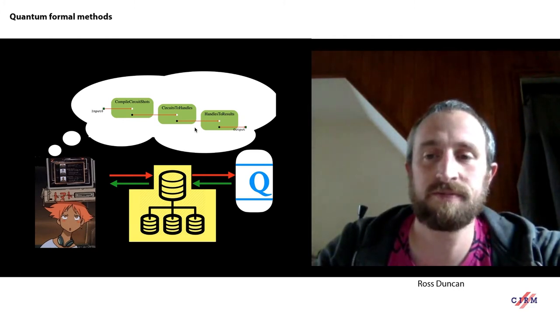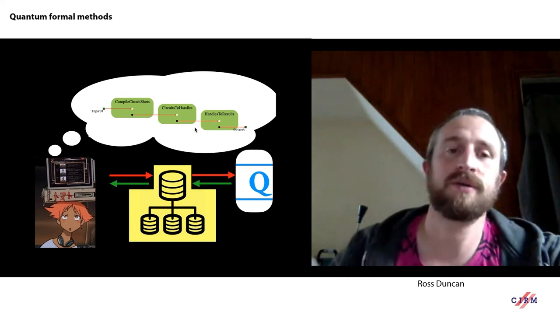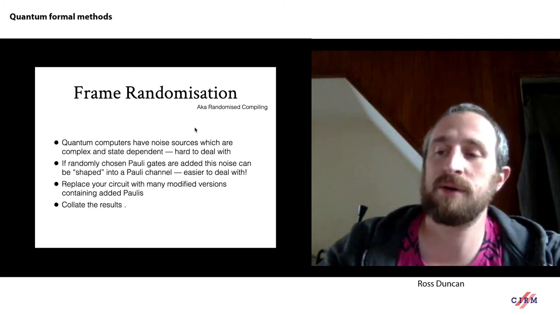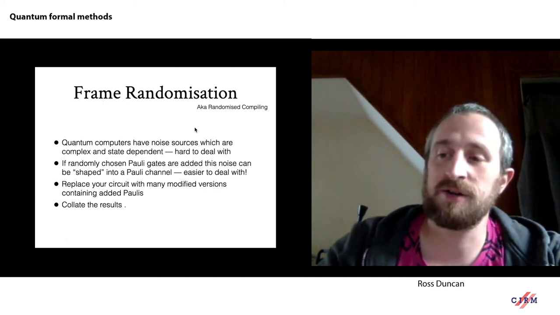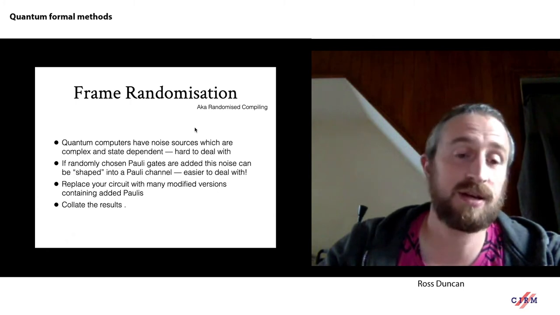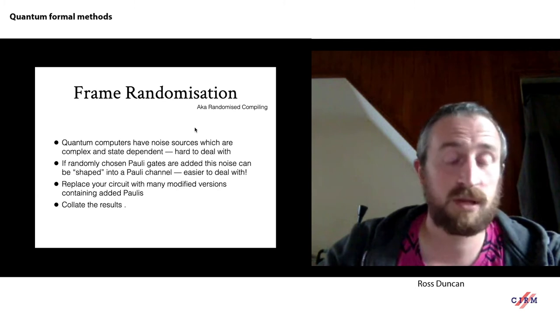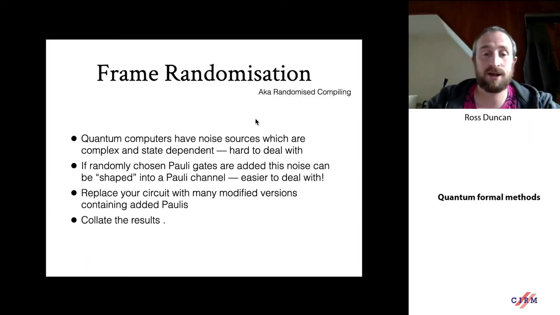non-noise-mitigated computation. So the first noise mitigation approach we're going to talk about is called frame randomization. The idea here is to make things more manageable by making them more random. As I mentioned earlier, the noise we see in quantum devices, in particular superconducting devices, is quite complex and non-Markovian, and things interact in quite strange ways. And if you add enough random Pauli operations to your circuit, then this badly behaved noise in the statistics becomes equivalent to a Pauli channel, which is far easier to deal with. So what randomized compiling does is it takes the original circuit that you wanted to run and makes a whole batch of modified versions with Paulis added to them randomly.